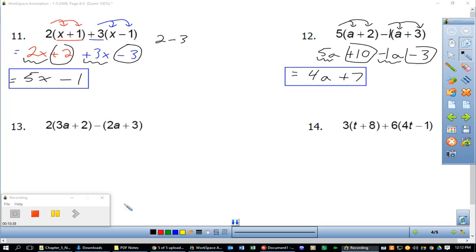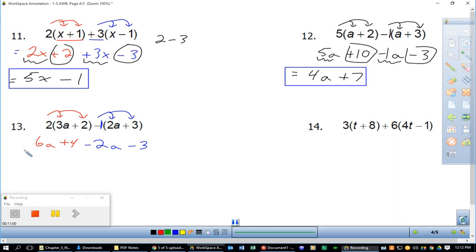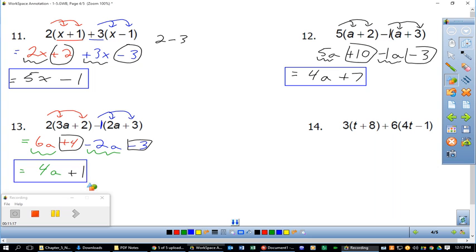All right, 13, distribute the 2. So 2 times 3A, that's 6A. 2 times positive 2 is plus 4. All right, understood 1 out here. Negative 1 times 2A is minus 2A. Negative 1 times the 3 is minus 3. Combining like terms, we have 6A minus 2A, so that is 4A. Okay, then we've got plus 4 minus 3, that should be 1. So 4A plus 1 should be our final answer for 13.